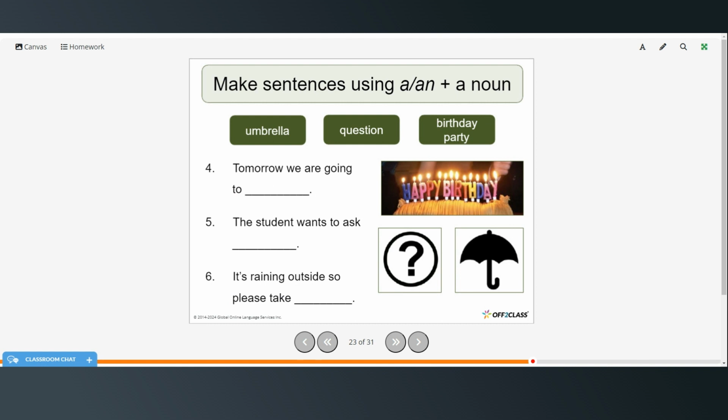Tomorrow we are going to a birthday party. The student wants to ask a question. And it's raining outside, so please take an umbrella. Again, because of the U, we have to say an umbrella.